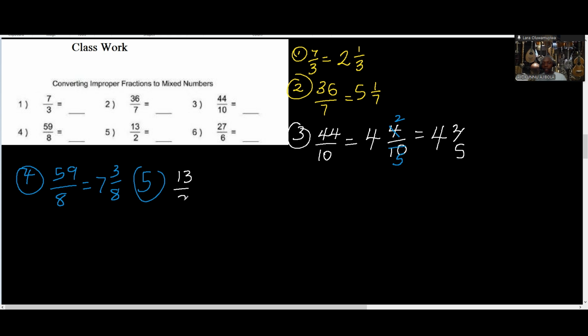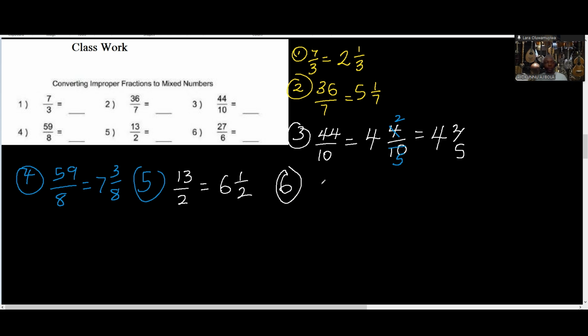Number 5, we have 13 over 2. How many 2 can go in 13? 2 times 6 is 12. So that means 2 can go 6 times. Okay? Remainder 1 over 2. Okay?